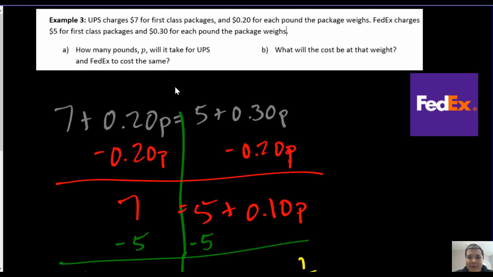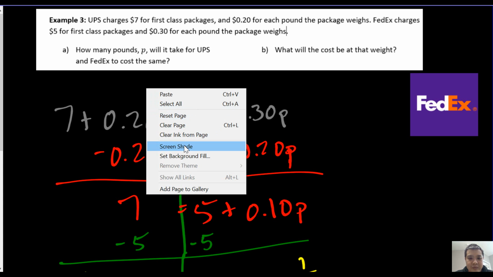So what that means is that we are going to find out the price at that weight. So what we're going to do is plug in 20 for p. It doesn't matter which side of the equation you do it for. You can do it for both, you can do it for one, it doesn't really matter because the cost is going to be the same. So I'm just going to do it for UPS.